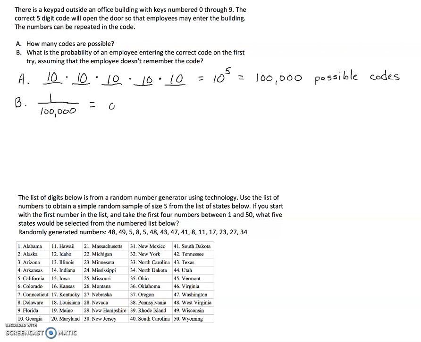Which gives us 0.00001 as our probability that the employee gets the code right if they don't remember it. So that's a pretty secure code.